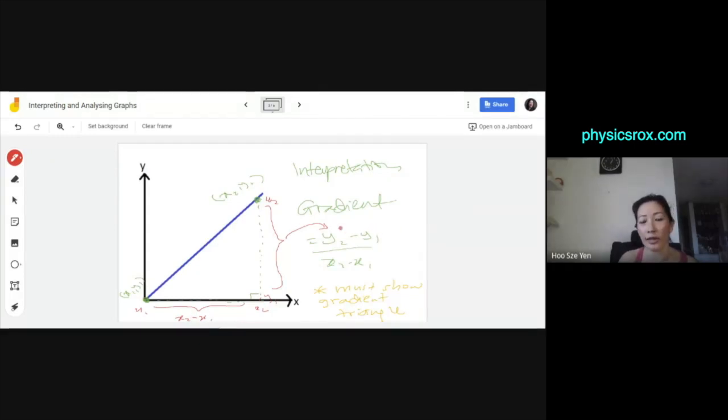So the gradient triangle is showing you the steepness of the graph. Gradient is the steepness of the graph. The steeper the graph, the higher the gradient. So you see, right?